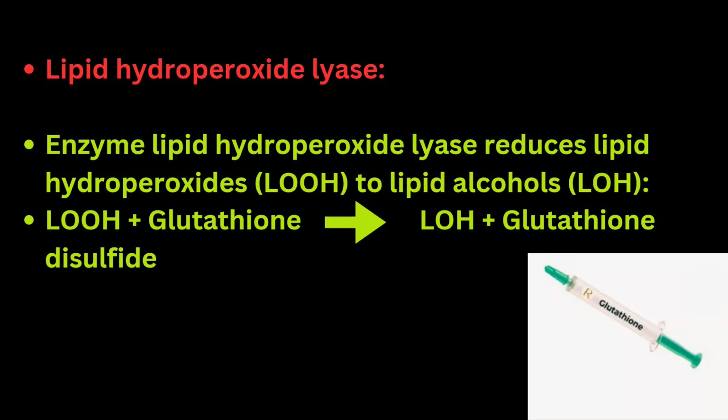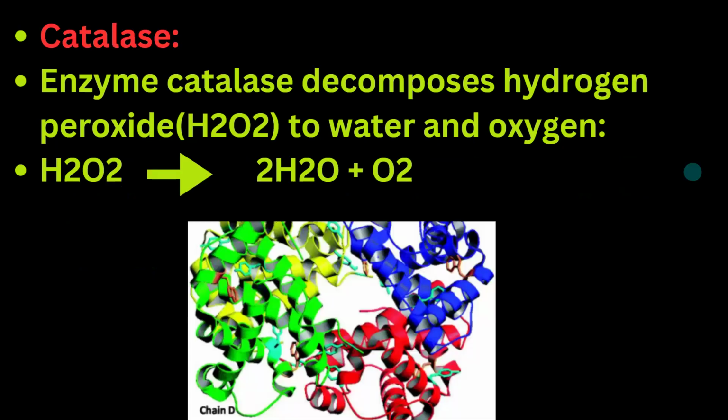Then glutathione, which is present in our body, reacts with the lipid hydroperoxides to form lipid alcohol and glutathione disulfide, which is not as reactive. Then the enzyme catalase also plays an important role in stabilizing free radicals. In this, the enzyme catalase decomposes hydrogen peroxide to water and oxygen, which is not harmful.